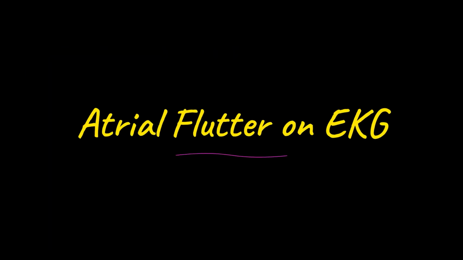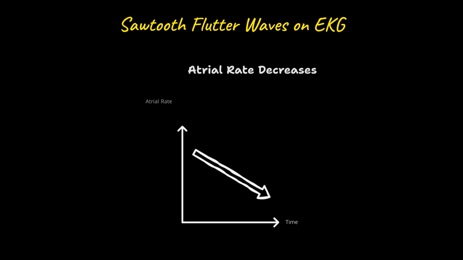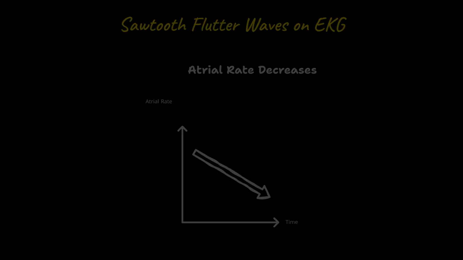Atrial flutter is a fast, organized atrial rhythm driven by a macro reentry circuit that loops continuously around the tricuspid valve annulus in the right atrium. Because the circuit fires at a fixed rate, the EKG shows a perfectly regular sawtooth pattern rather than the chaotic baseline of atrial fibrillation. In the inferior leads 2 and AVF, the sawtooth flutter waves are most visible. The atria depolarize at about 250 to 350 beats per minute. But the AV node acts as a gatekeeper and only passes a fraction of those impulses to the ventricles.